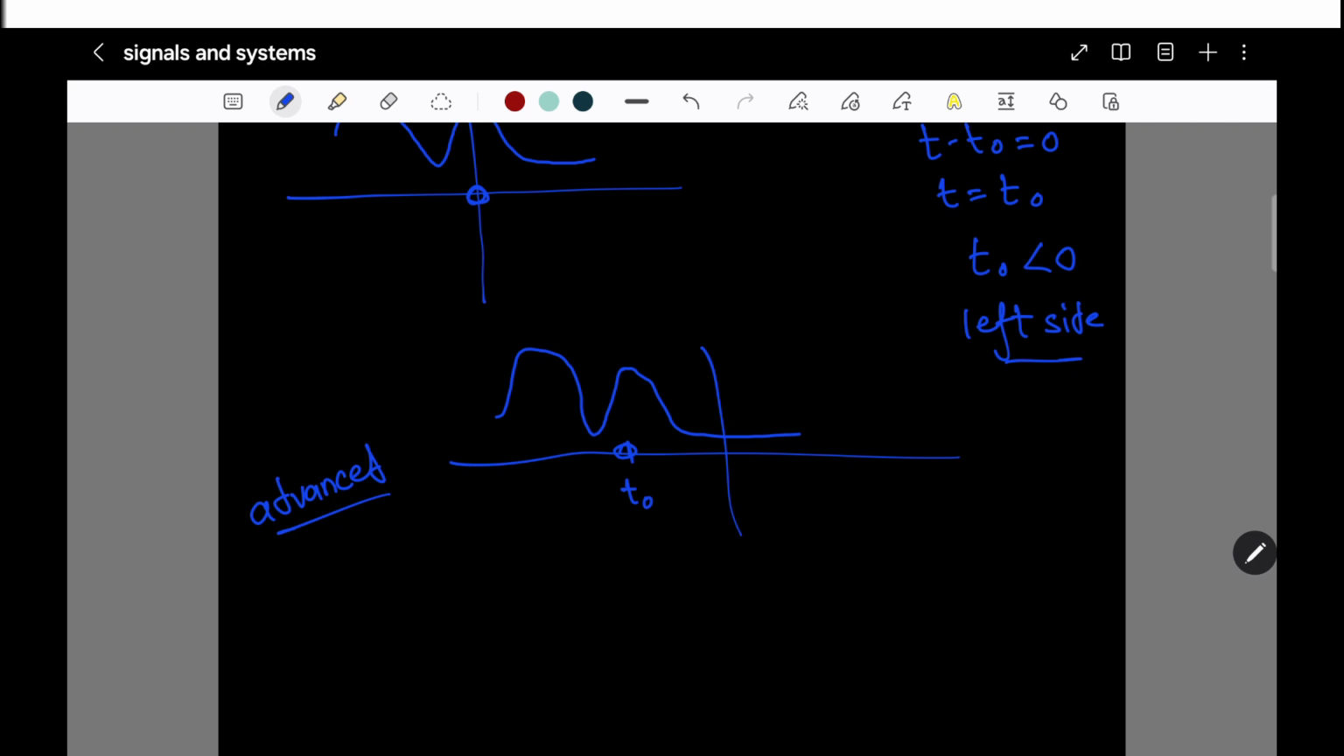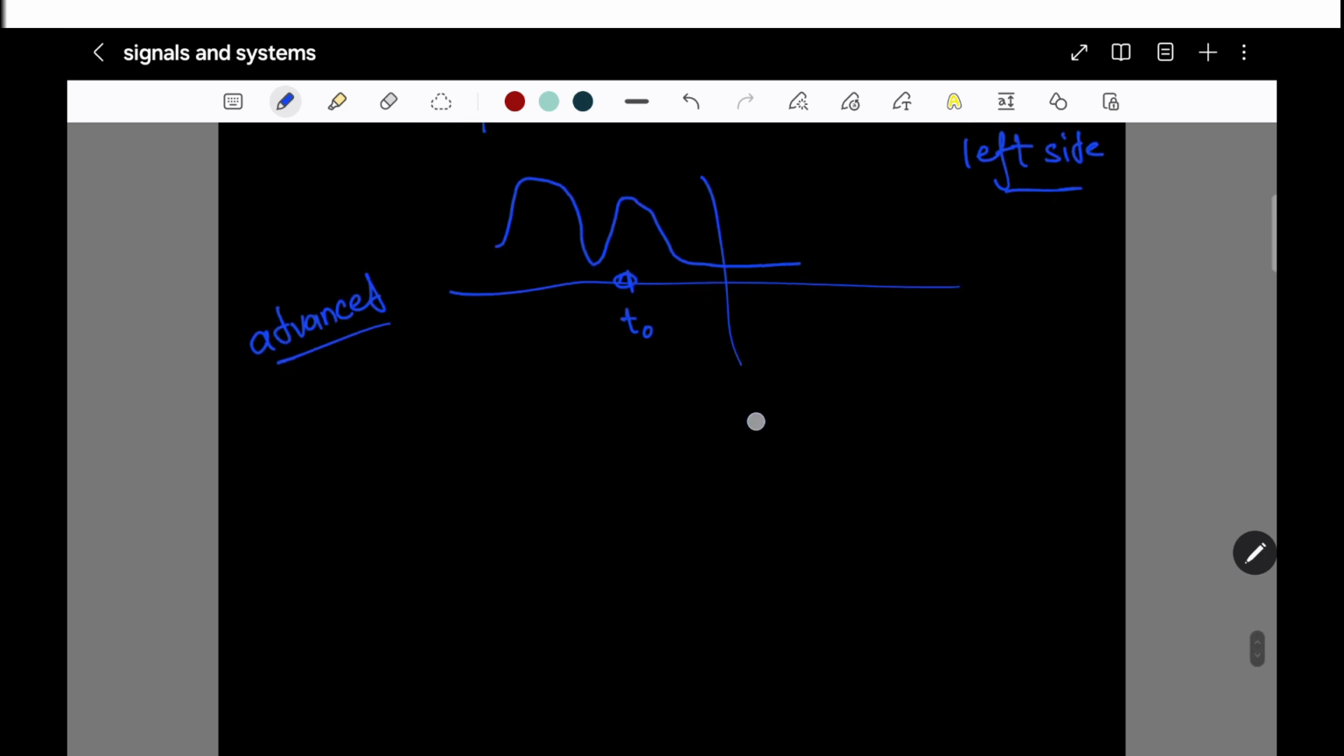And if this was positive, then the t naught would be on the right side, and you would say that the signal is now delayed, because previously it was starting at 0. And if it starts at t naught, which is positive, then it would have been delayed. Okay.